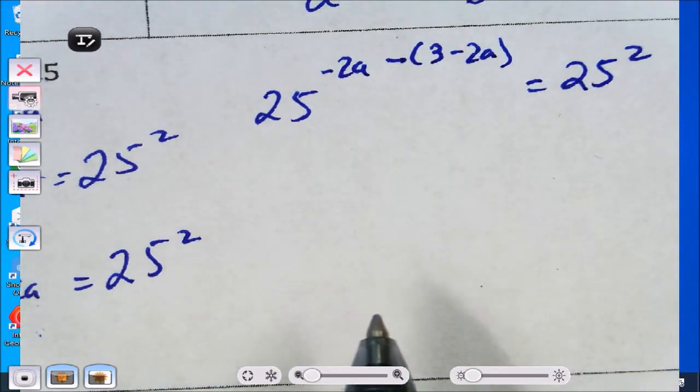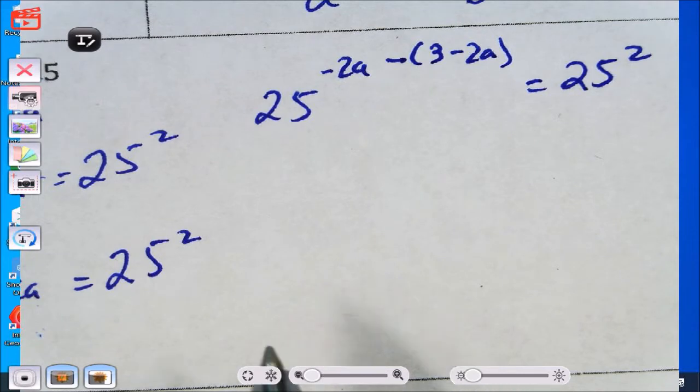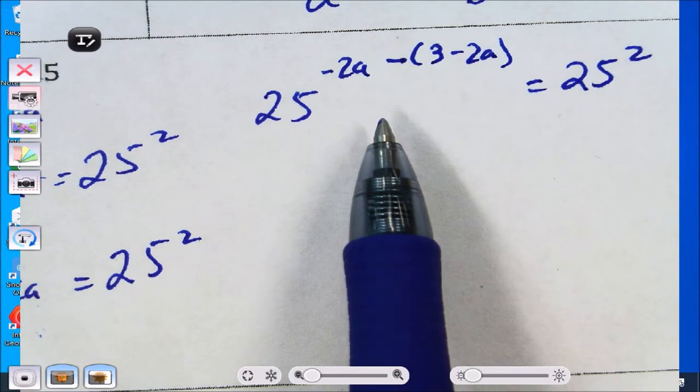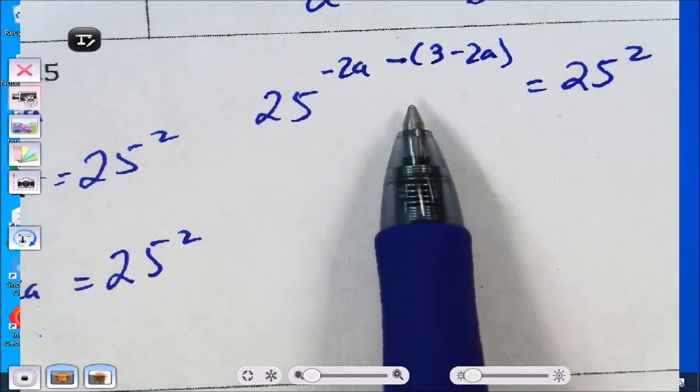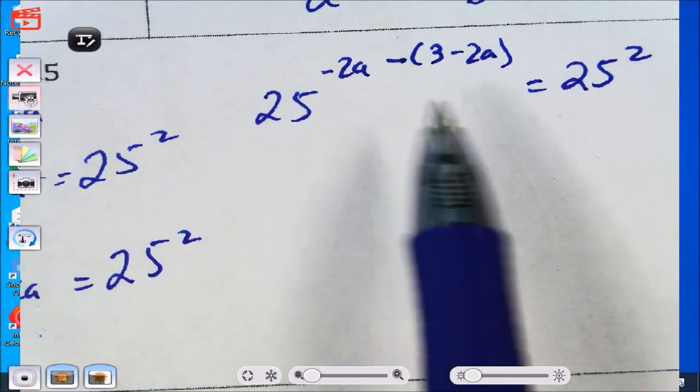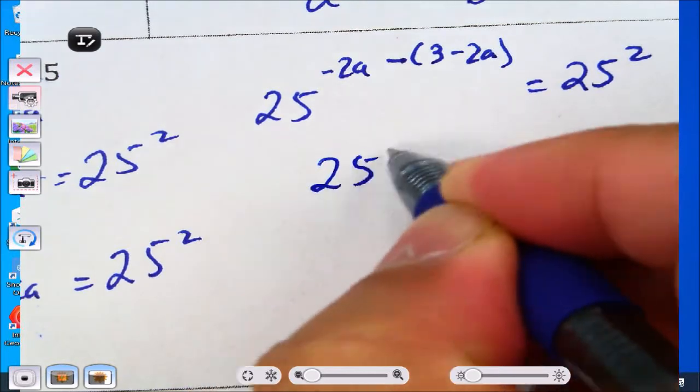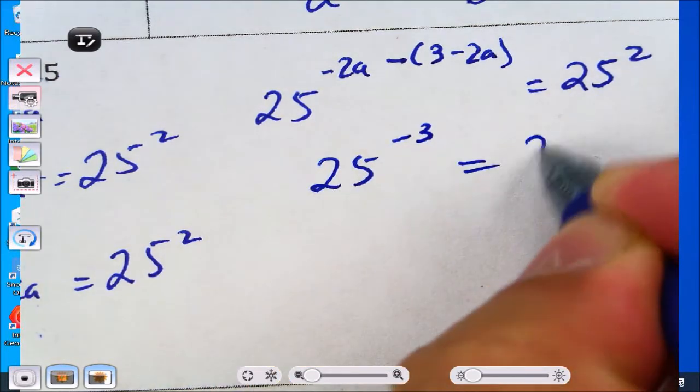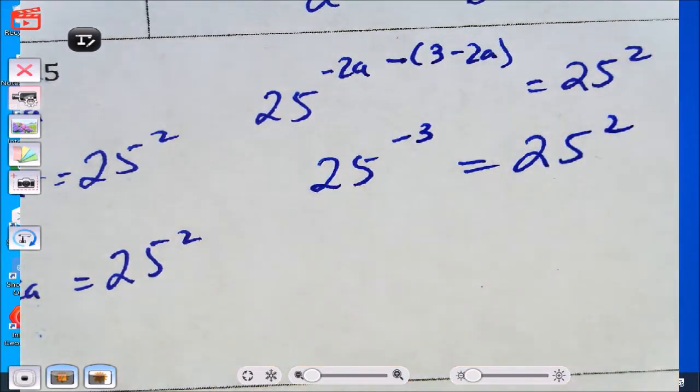Oh, that's how you got to. Okay? Things only cancel when they're identical. Like, you have to have the same exponent as well. Because a plus negative 2a should be 0. Right? So what am I left with? Negative 3. So that's 25 to the negative 3 equal to 25 to the second power.